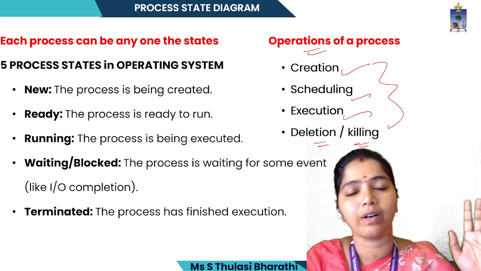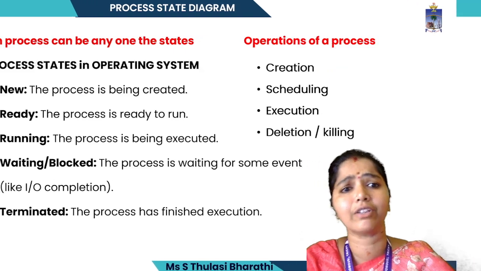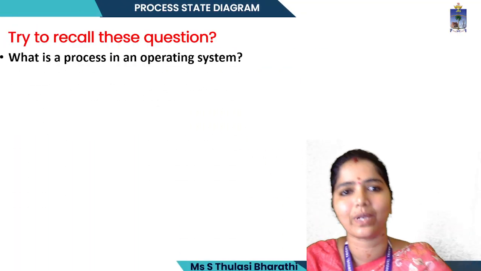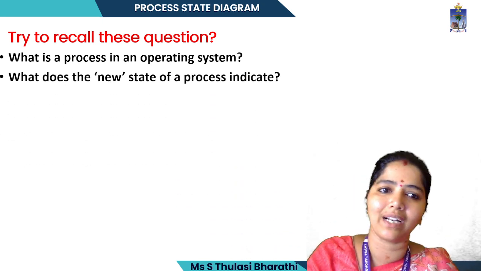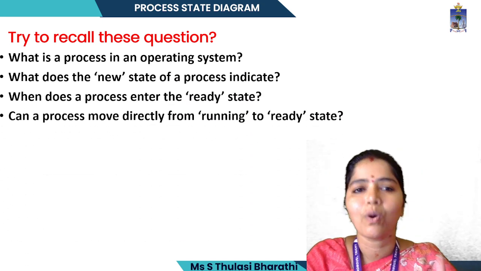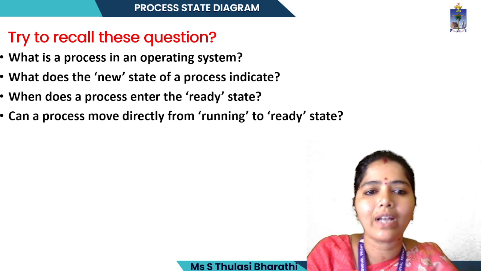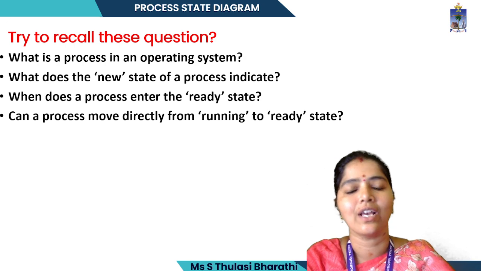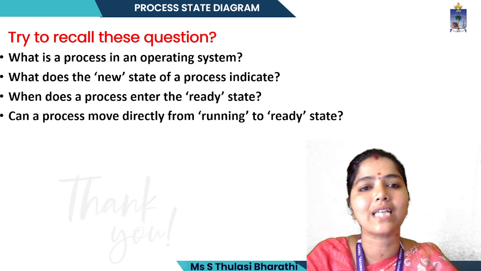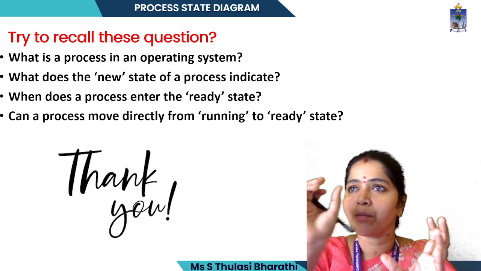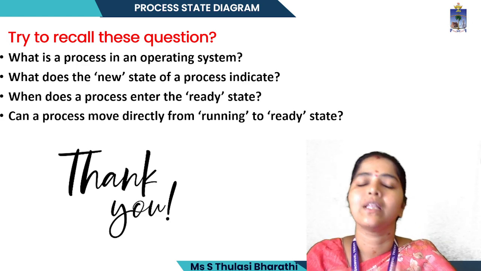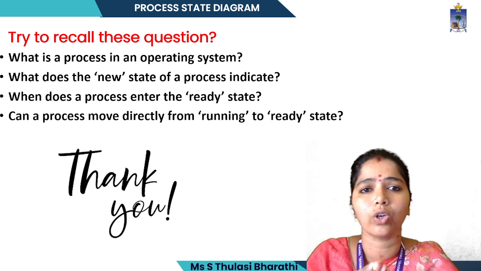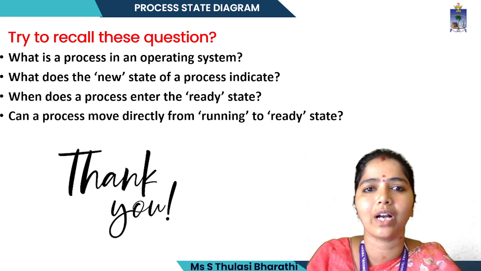I hope these terminologies are clear to you, and you can recall all these concepts by answering these questions. What is a process in an operating system? What does the new state of a process indicate? When does a process enter the ready state? Can a process move directly from the running to the ready state? You just have to draw the process state diagram, then you can have a clear understanding. Be clear with all the small concepts, so we can move on to the scheduling algorithms and other topics that we are going to learn in the operating system.